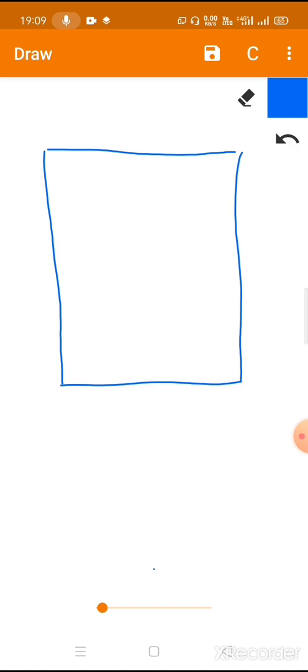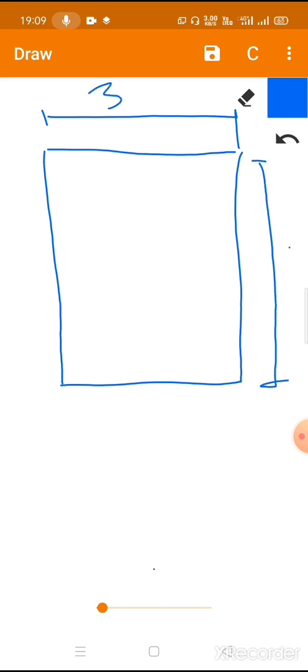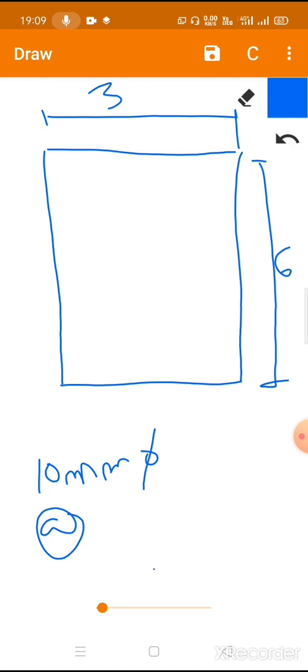Suppose this is a clear span of 3 meter by 6 meter. So this is a one-way slab. So the main reinforcement given is, suppose, 10 mm diameter at the rate of 100 millimeter center to center. This is the main reinforcement given.